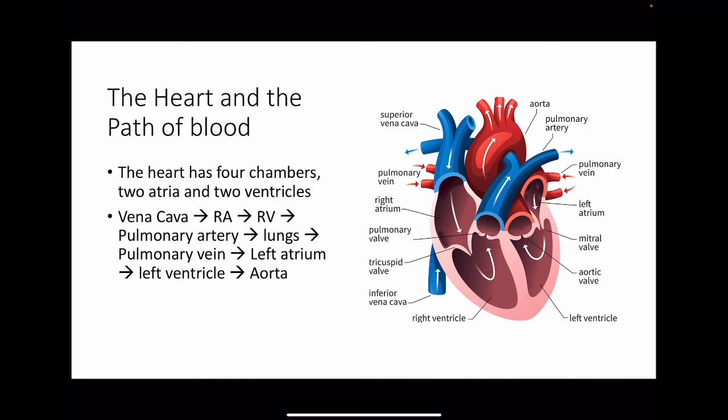So, these atria and ventricles are also separated by valves, which helps to prevent backflow of blood. Backflow is not going to be good. You don't really want deoxygenated blood flowing back into the body.